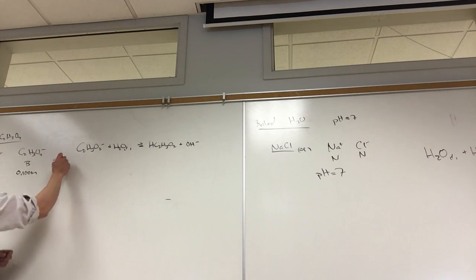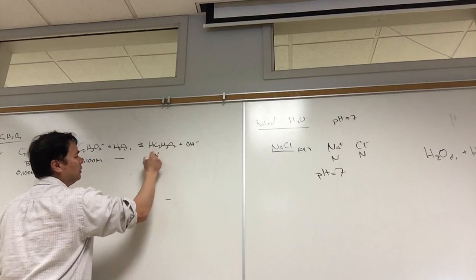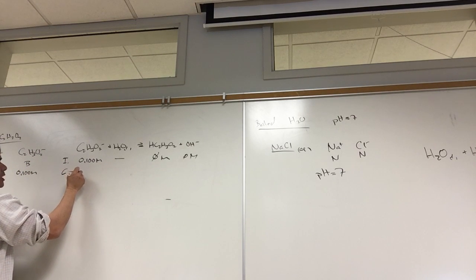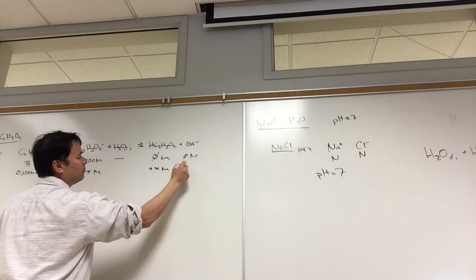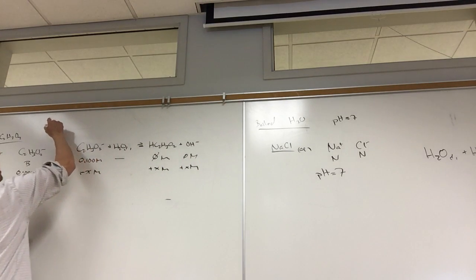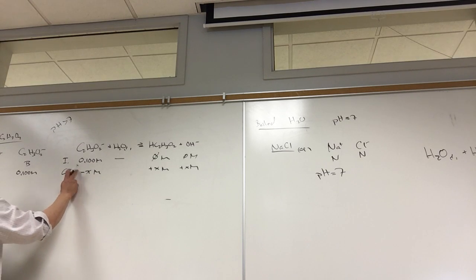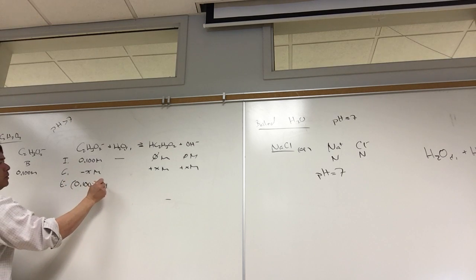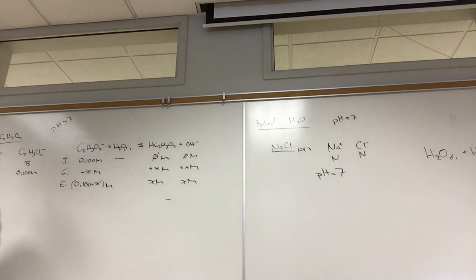So initially, I have 0.100 molar, and I assume that nothing has hydrolyzed yet. And then I let it change, so we'll have minus x molar, plus x molar, plus x molar. Qualitatively, we know the pH has got to be greater than 7 on the basic solution. Let's figure out what that pH is. At equilibrium, I'm going to have 0.100 minus x molar, x molar, and x molar. And so let's figure out what x is.